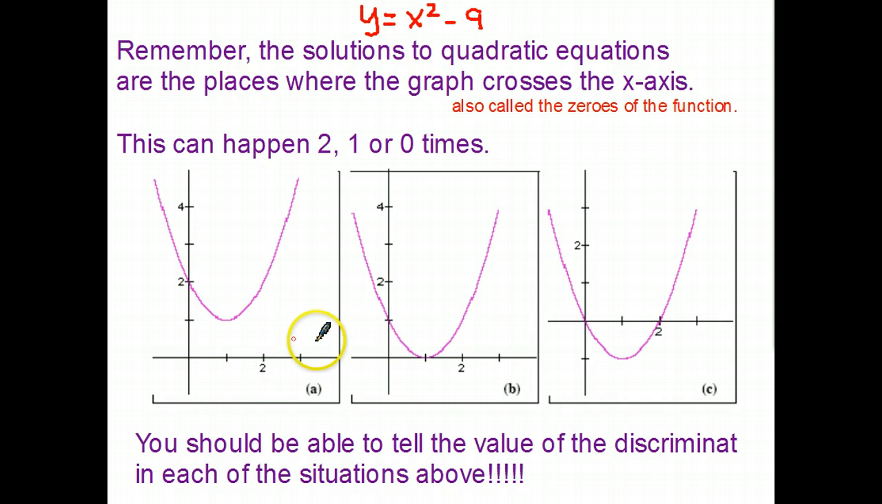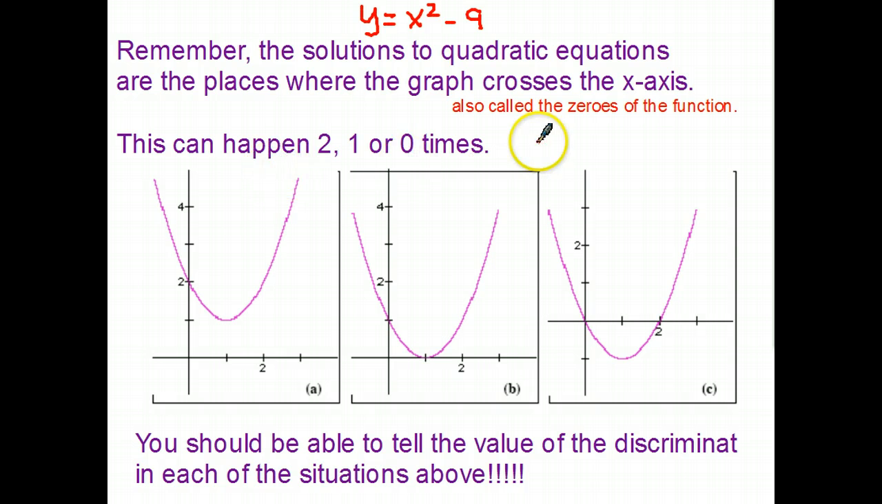Now, it's still going to have 2 solutions. They're just not real. They're imaginary. You should actually be able to tell, and most teachers would expect you to know, if it doesn't cross the x-axis, then what is its discriminant? Not necessarily the value, but just if it's positive, negative, or 0.